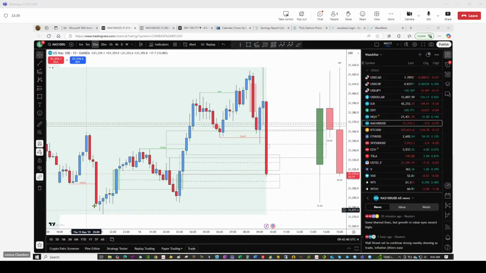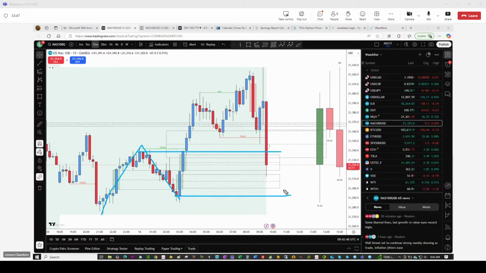And what I mean by violating is that we have a 1, 2, 3 here, and we don't want to see them come too deep into this area, but they can turn into a wick on the 15. This can just be a wick. So that's allowed. They can do that. So it looks like that's what they're doing. So still looking for an opportunity for an entry on the lower time frame.